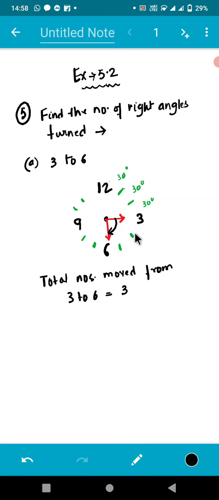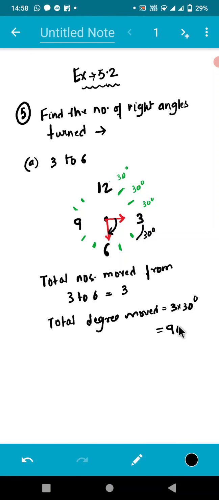And each number when you are moving, how much degree are you turning? That is the total degree moved. That means you have to multiply this 3 into 30 degrees, because each part is of 30 degrees, isn't it? So that will give you 90 degrees.